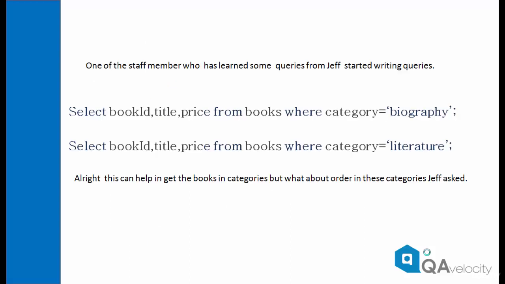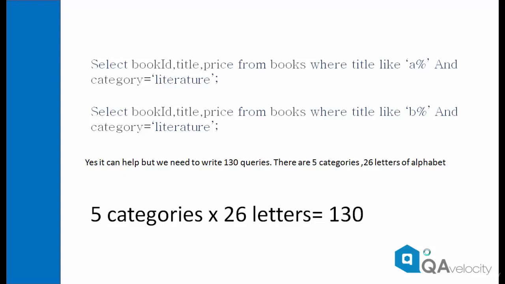One of the staff members who had learned some queries from Jeff started writing queries. Select book ID, title, price from books where category equal to biography. For the second category, he wrote select book ID, title, price from books where category equal to literature. Alright, this can help in getting the books in categories. But what about order in these categories? Jeff asked that person.